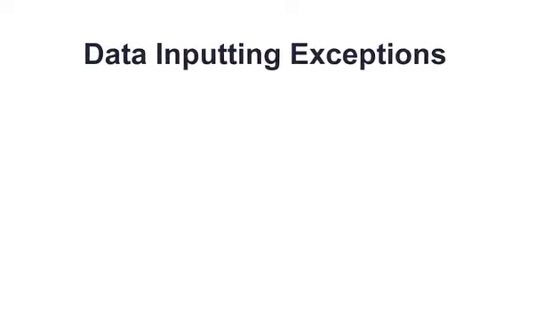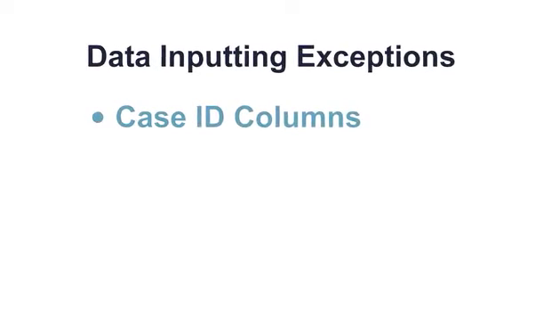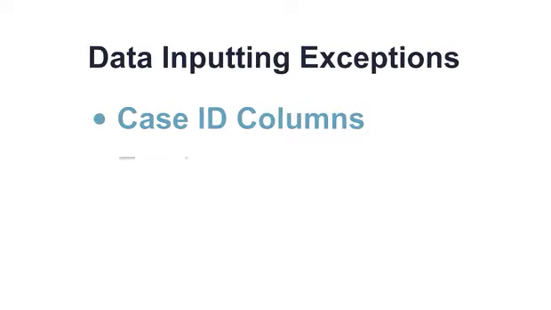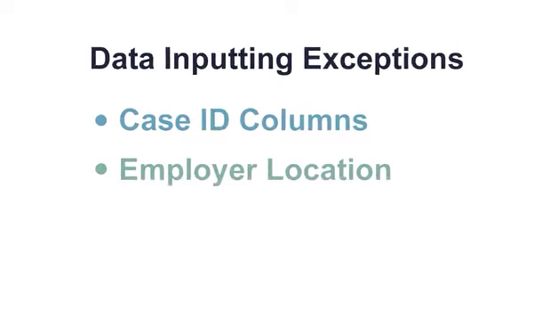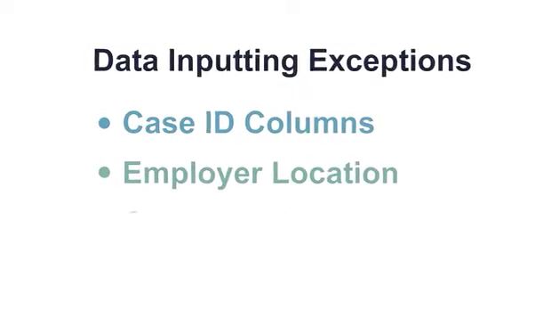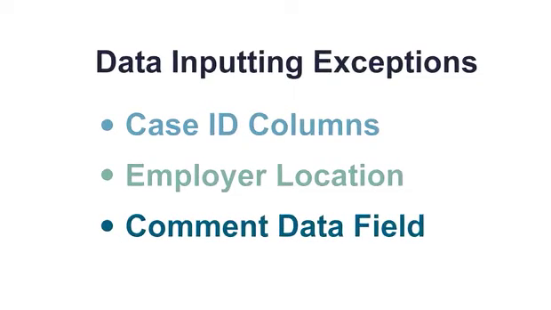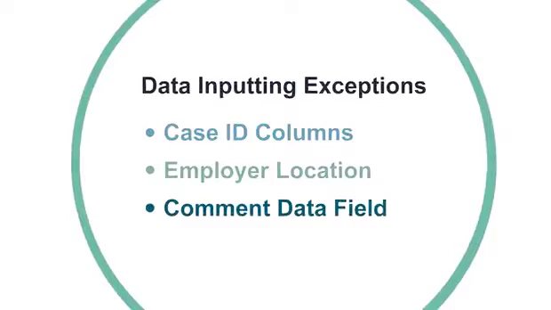There are some exceptions to the left-to-right rule. It is up to you how you use the case ID data column. Employer or location data are entered using the codes you have pre-specified on the Data Information tab. And the comment data field either has a 0 if the respondent has written no comments, or a 1 if they have.